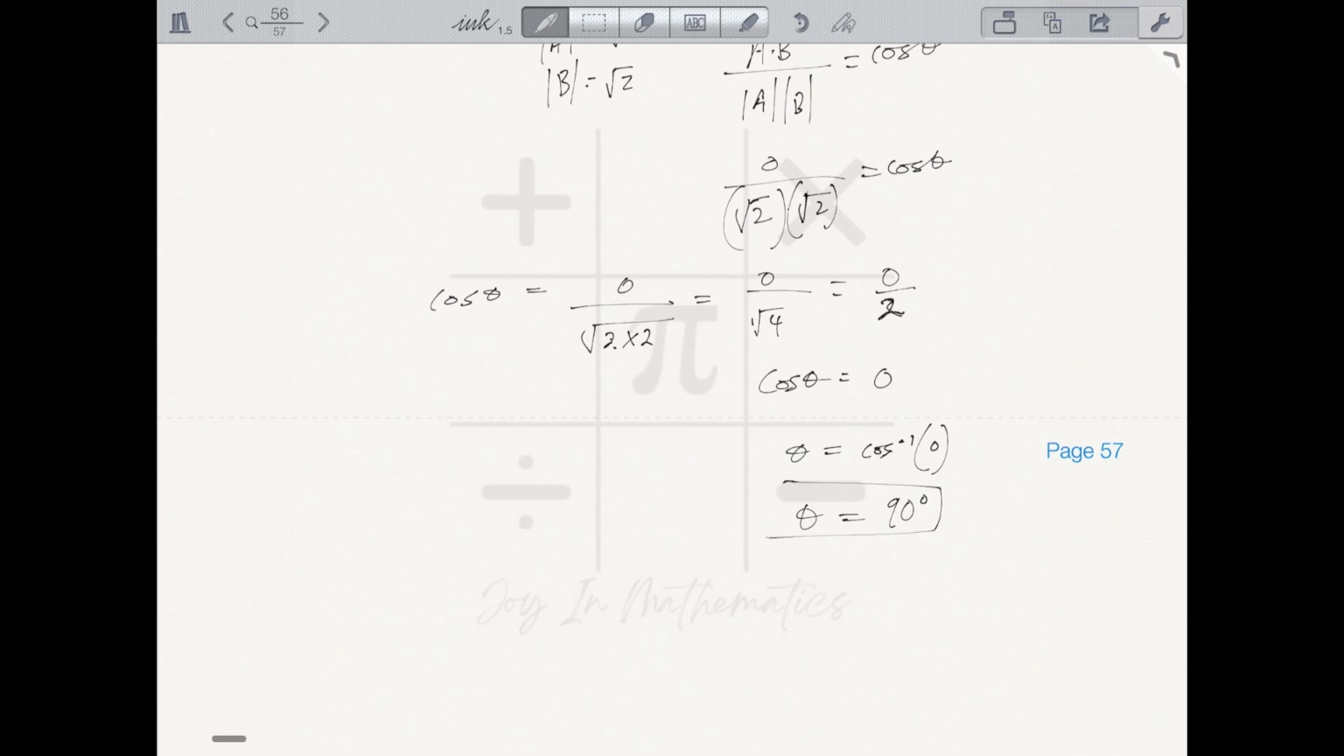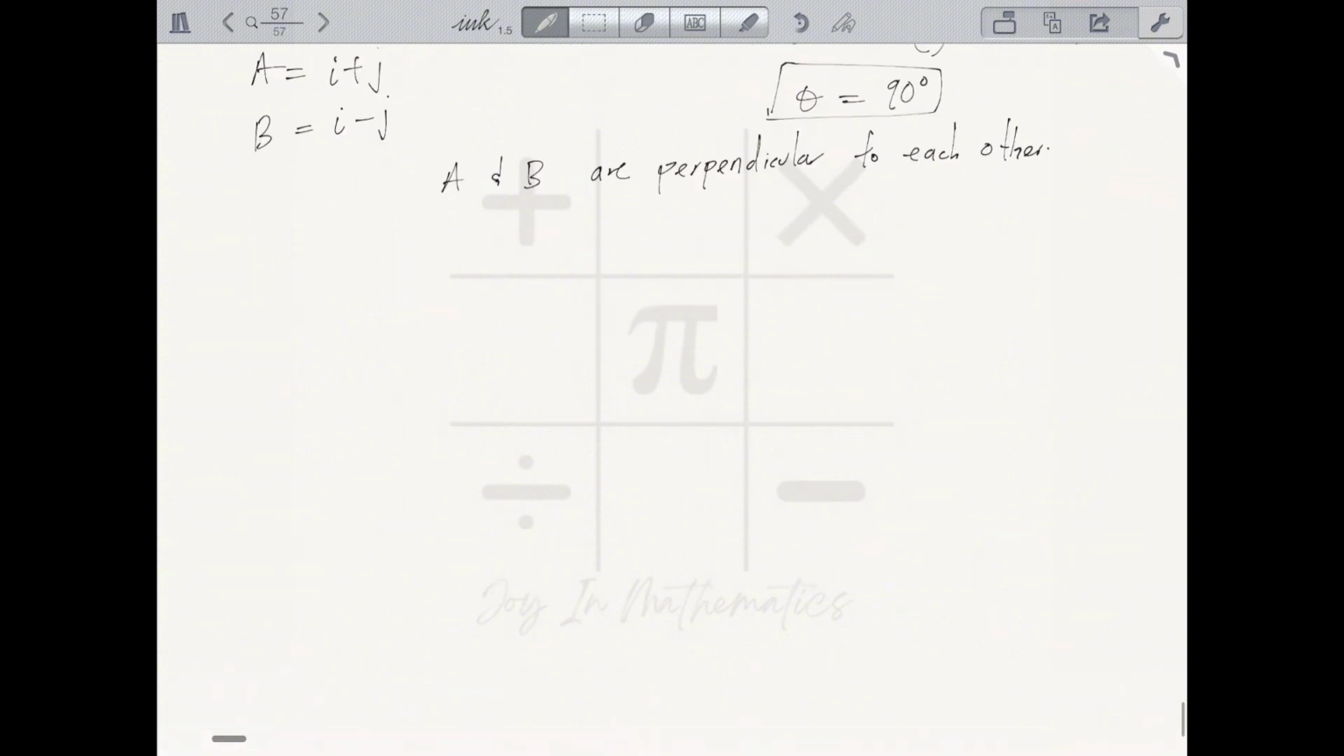So now we are able to evaluate the angle between the two vectors, given that A is equal to I plus j and B is equal to I minus j. We can see that the angle between the two vectors is 90 degrees. That means A and B are perpendicular to each other. Now this is just a basic example. Let's move on and take another example, question 2.